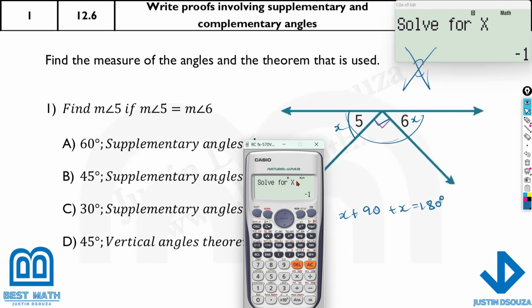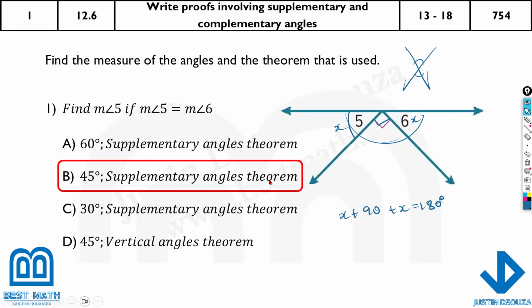And here we go. And this is not the correct answer. It's a previous stored answer. When you press equal to, this is the correct answer. So that's the value of x. So it's 45 degree and supplementary angle theorem, option B.